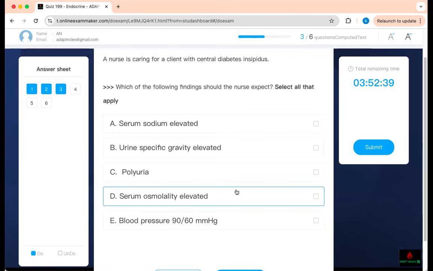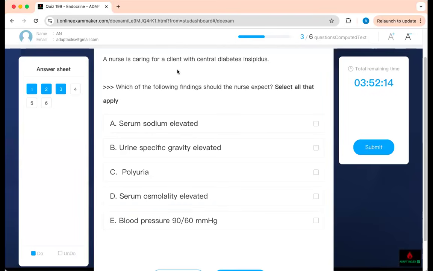So, central diabetes insipidus is the original one. That means you don't have ADH. You're going to pee a lot. Your serum osmolarity will change. Your serum sodium will change. Your urine specific gravity will change. Your urine sodium will change. Your hemodynamics will change. What do you think?